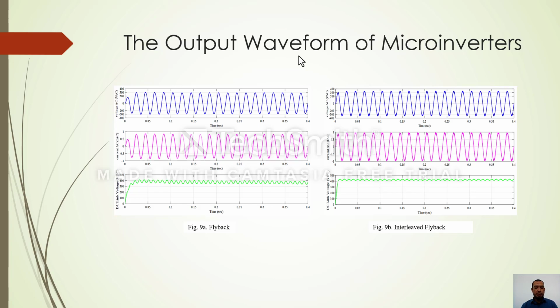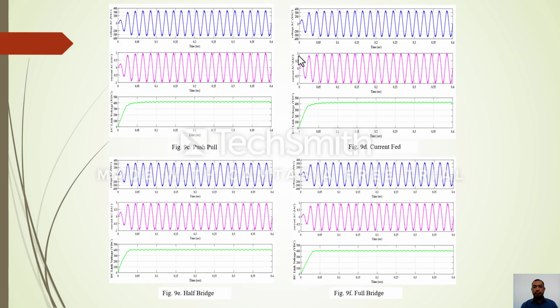Figure 9C is an output waveform for push-pull. Observe the first cycle, the value is less than half and takes 0.05 second to stabilize.